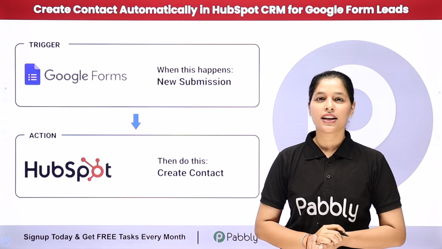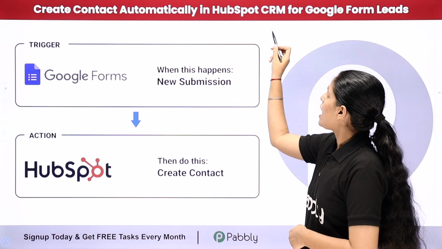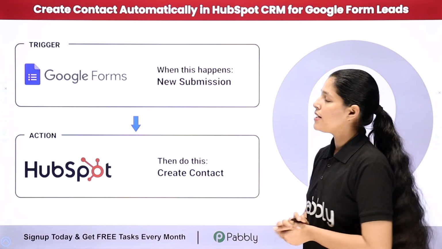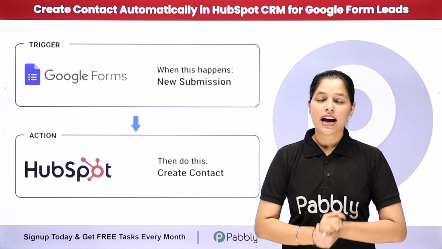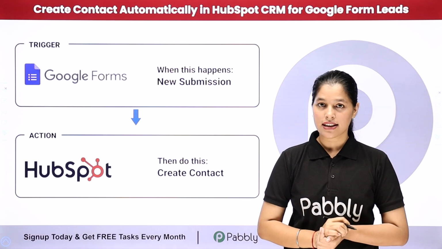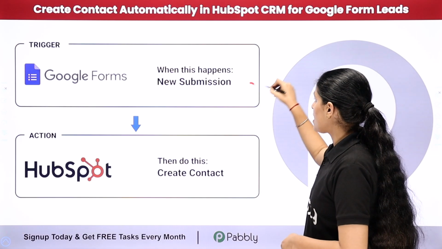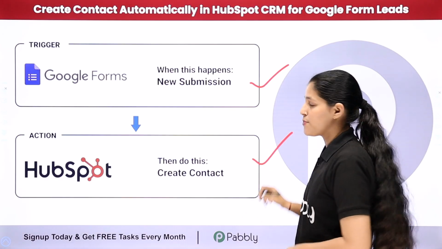So in this video we are going to learn how to create a contact automatically in HubSpot CRM for Google Form leads. I run a business where I want to add my Google Form leads in HubSpot CRM as a new contact. So my objective is, as soon as I receive a new Google Form submission, I am going to create a contact in HubSpot CRM.